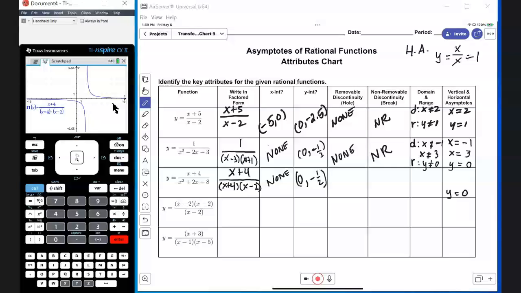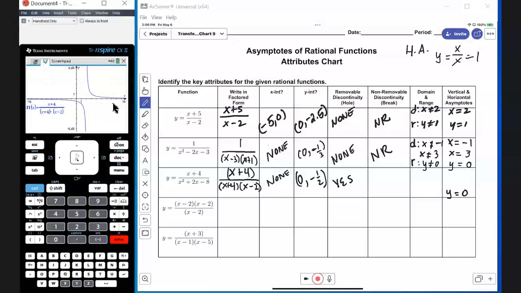Does it have a hole? Do you see why it has a hole? Why does it have a hole? x plus 4, right? And x plus 4, isn't that a common factor? So what are you going to write? Yes.